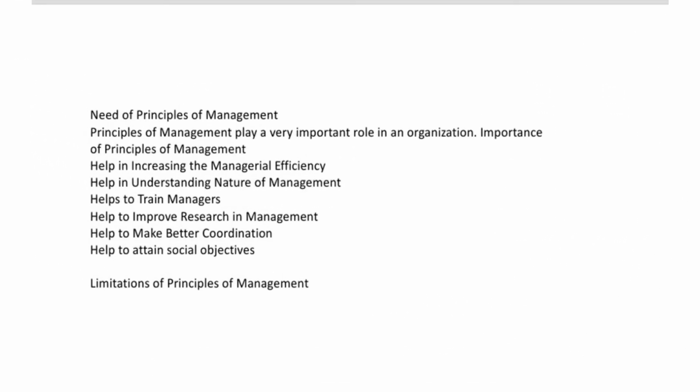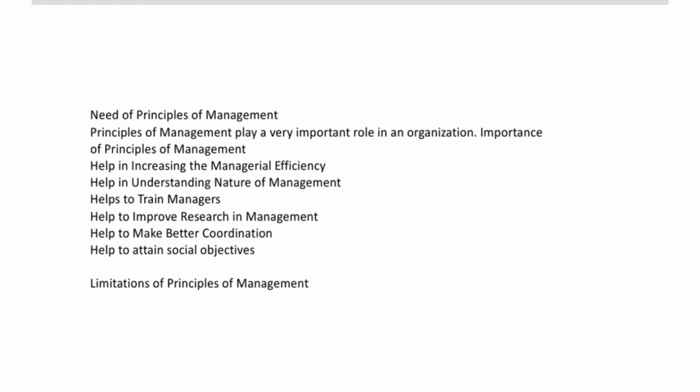Let us discuss. See, when we think about the need of principles of management, they are very important for the organization. According to Koontz and O'Donnell, we have certain reasons. For example, the first one: it helps in increasing the managerial efficiency. The principles of management definitely help the manager to take correct decisions and actions in various circumstances. They help to solve various issues and problems which may take place in an organization, and definitely it will increase the managerial efficiency.